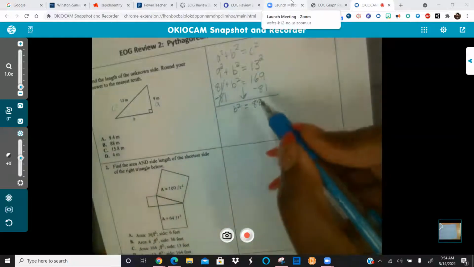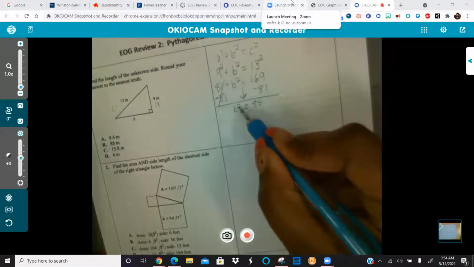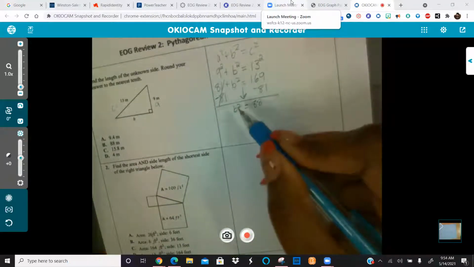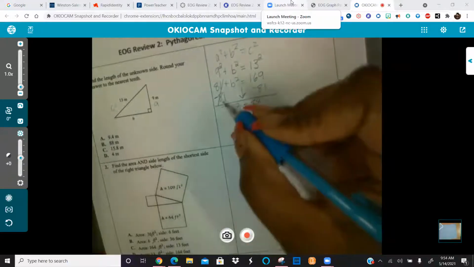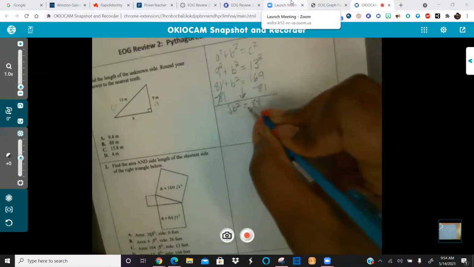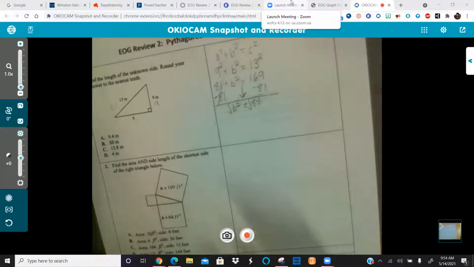The last step here is to get rid of this squared. So you have B is equal to. So the opposite of squaring a number is finding the square root. Finding the square root. Great job. So we're going to type in square root of 88.